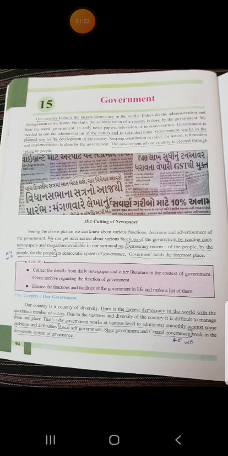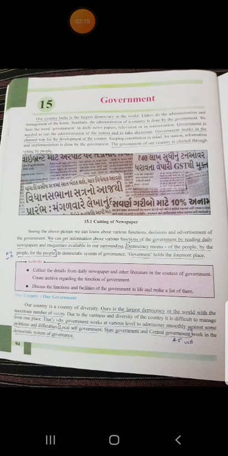Government works in a planned way for the development of the country. To develop the country, the government works, and it works in a planned way. The government does its work and administration in a properly planned manner.